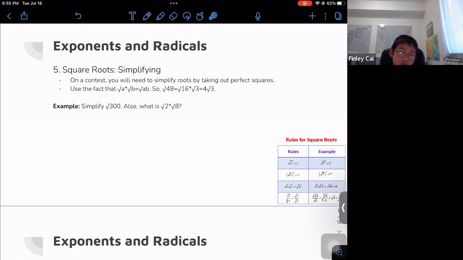So square root 300 equals square root 100 times 3, which is equal to 10 times square root 3. And square root 2 times square root 8 is equal to square root 16, which is 4.